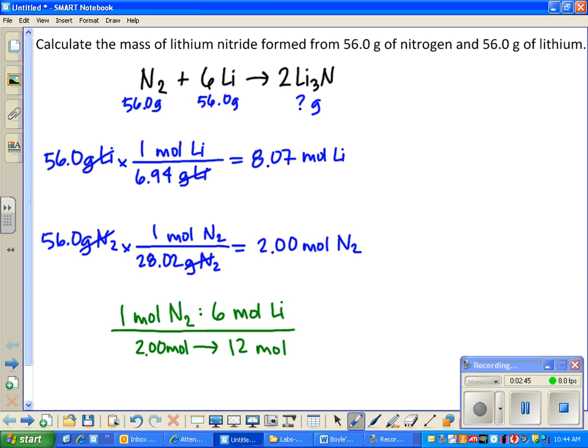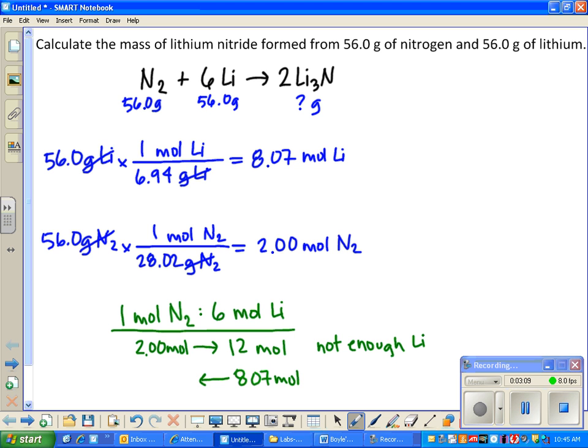We only have 8.07 moles though, so that means we don't have enough lithium. Okay, so lithium will be our limiting reactant. Let's do the reverse just to check. If you use all of the lithium, 8.07 moles, you would need 1/6 of that of nitrogen.